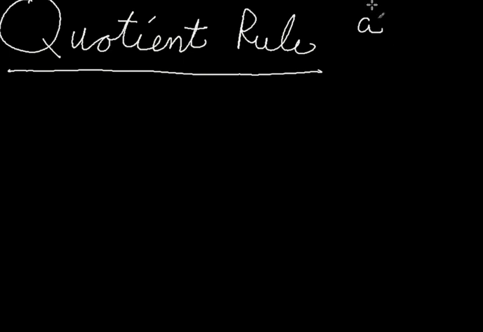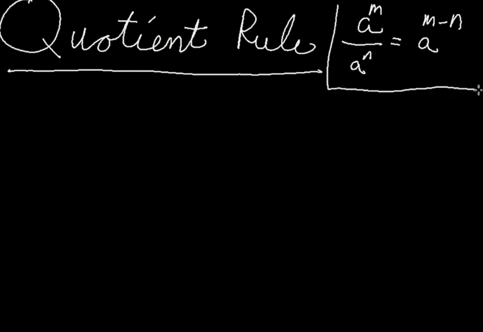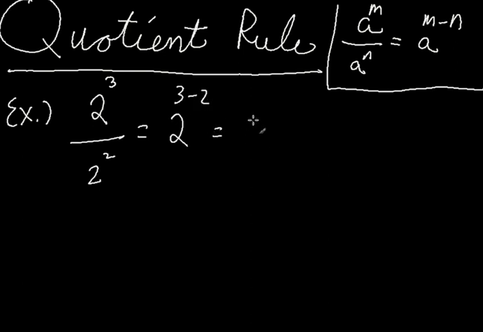Quotient rule, this is how we can divide using exponents. So if I have something like a to the m over a to the n, this one I claim that we can subtract, okay? We can subtract the exponents. So let's look at another example and see if we agree with these results. So if I have something like 2 to the third over 2 squared, well, this rule claims that you can just go 3 minus 2, which is 1, and 2 to the 1 is just 2, okay? So by the exponent rule, we're finding that the answer is just equal to 2, okay?